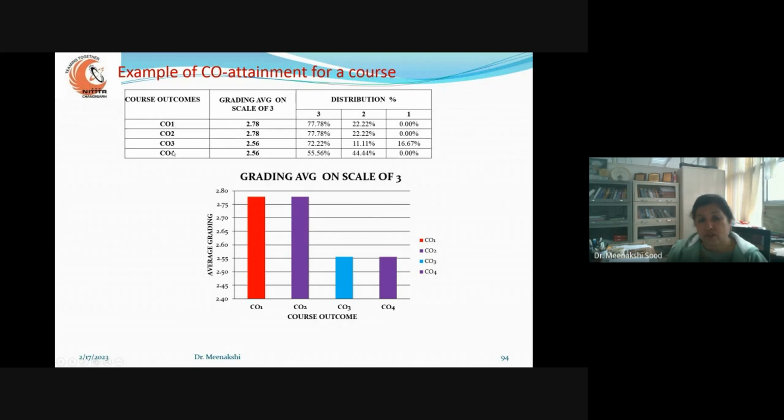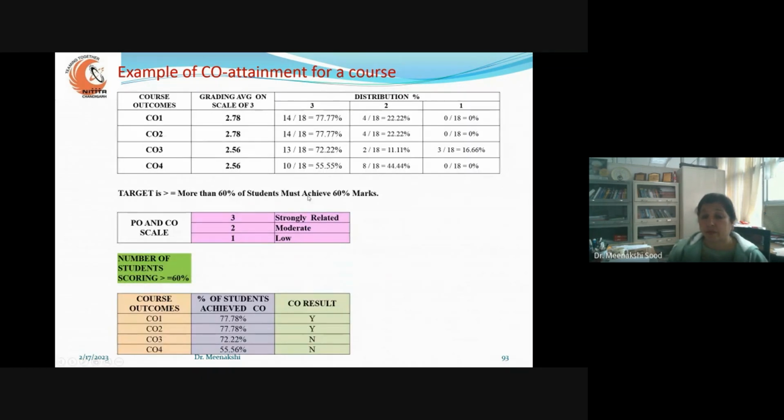So there are 4 COs and we got 2.78, 2.78, 2.56. So it means we say that all the 4 course outcomes have been achieved for this. And if you find that for 2-3 semesters or 2-3 sessions CO4 is not being achieved, it is 1 or less than 1, it means there is some issue with either the formation of the course outcome, the teaching process, the subjects, or the questions asked. Then you can reframe your course outcome, right?